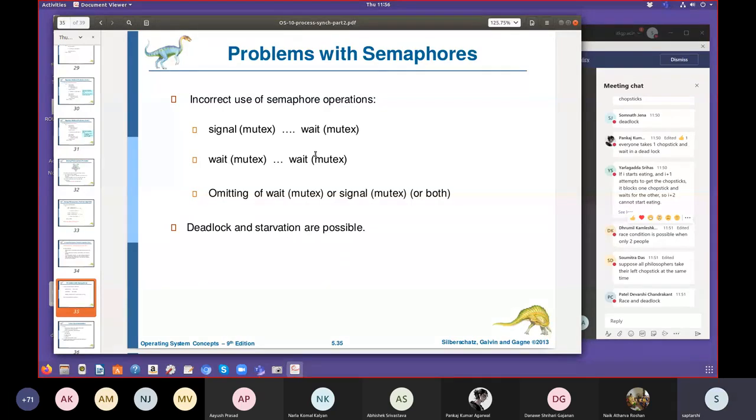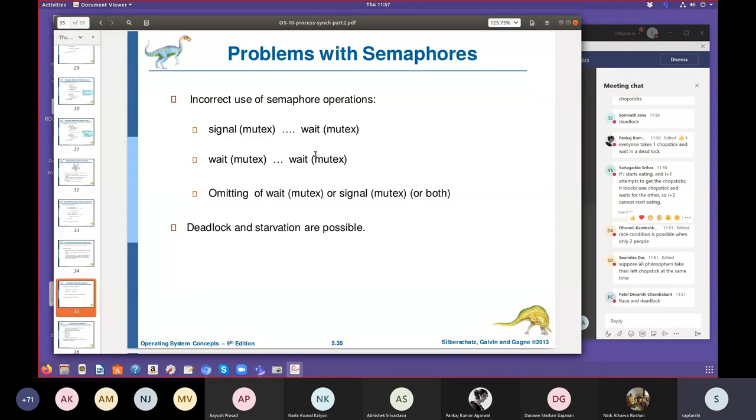Okay, there was this thing where we were telling that there are two processes, P1 and P2, and P1 contains a statement S1, P2 contains a statement S2. We want to ensure that S1 executes before S2. So the solution we discussed is after S1 is executed, P1 will signal mutex or some lock. P2 will wait for that and then execute S2.